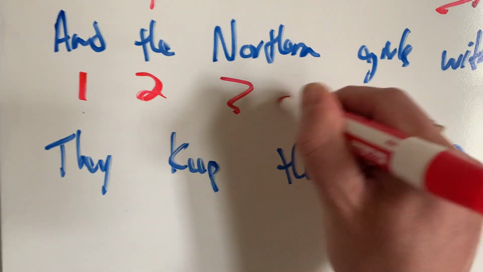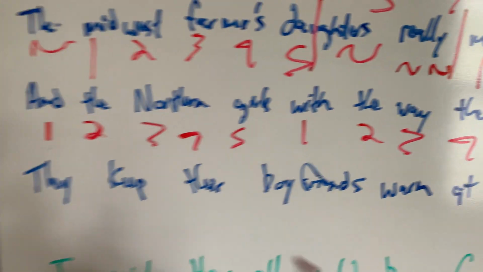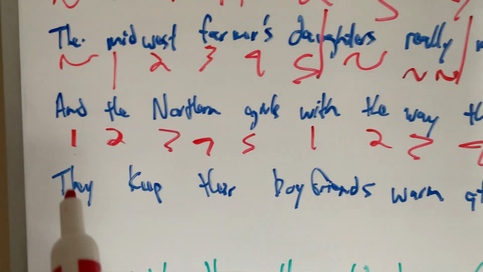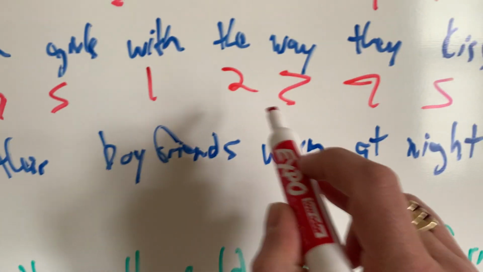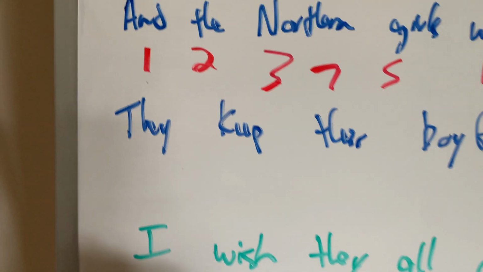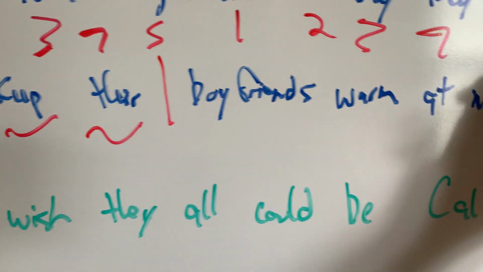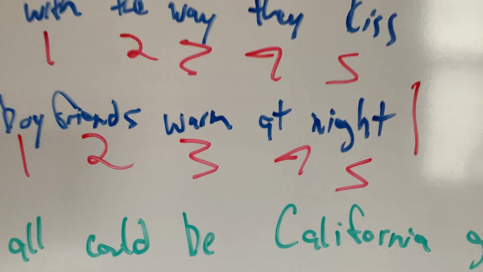And the northern girls with the way they kiss. Look at that, same pattern he followed up here where he does 2 perfect 5s in a row on that phrase. 1, 2, 3, 4, 5. 1, 2, 3, 4, 5. Okay? They keep there. And then back to this measure framing pattern. Boyfriend's warm at night. Okay?